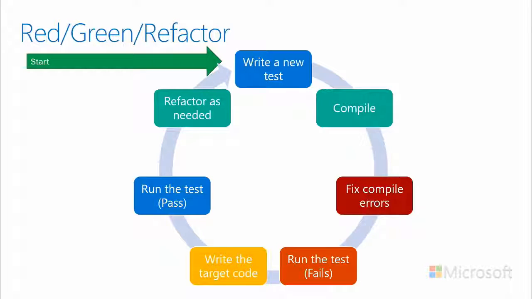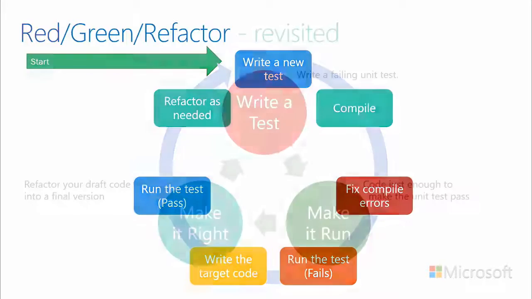You might write a test, compile, fix the compile errors, run the test, write code, etc. There's sometimes a lot more steps to it, and you'll see this on our first unit test. We'll try to run the unit test, and the code won't even compile. So we have to get the code to compile first before we can run the failing test.